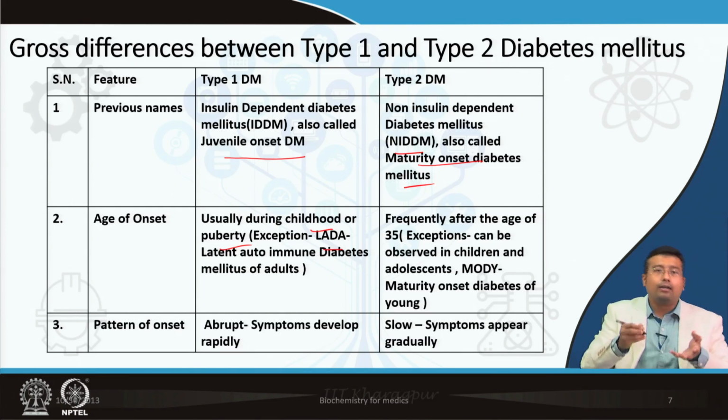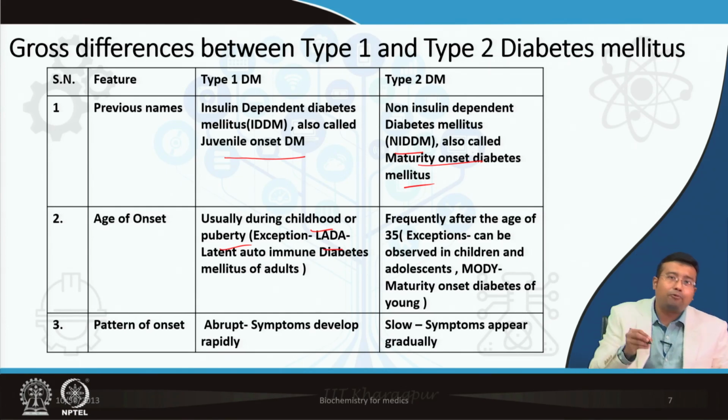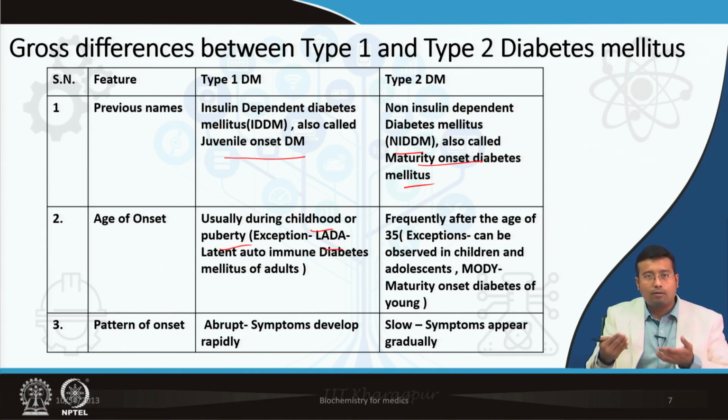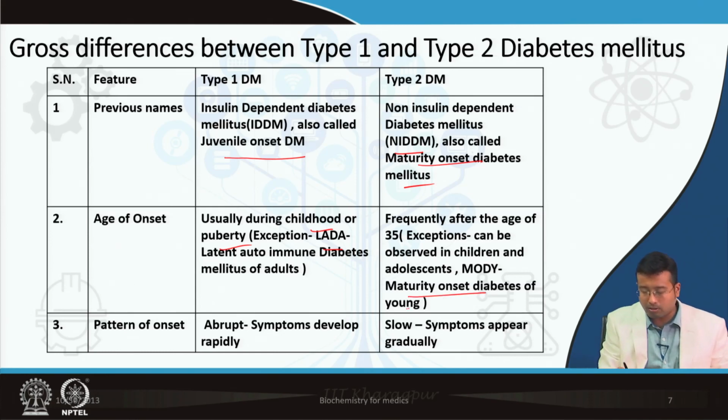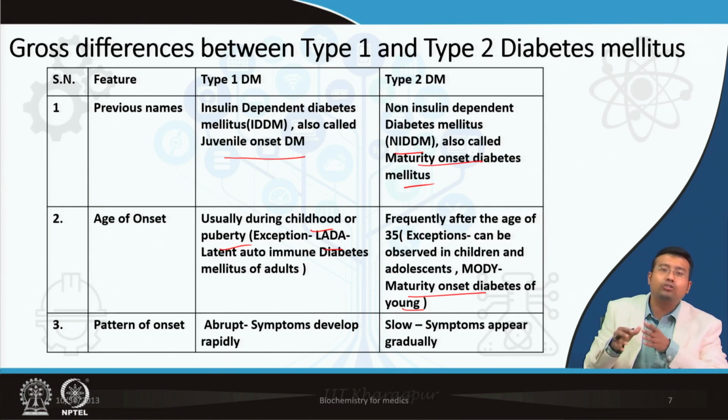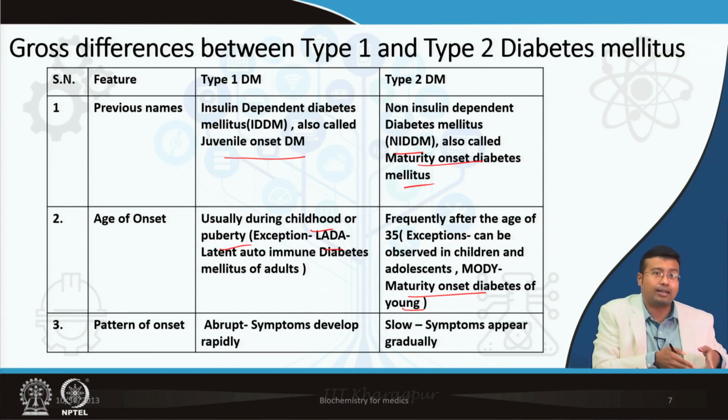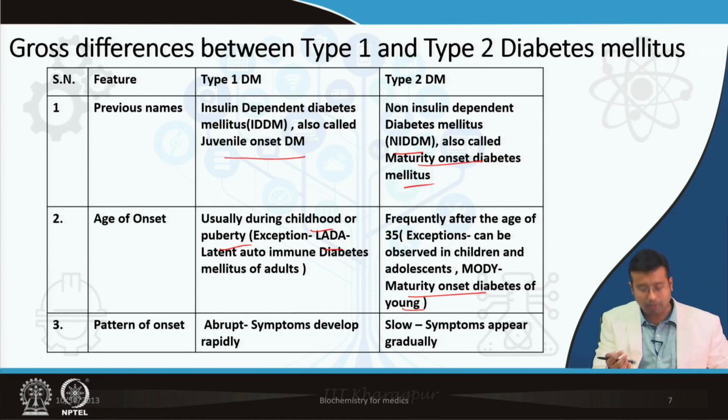And again, the age of onset for type 2 diabetes is older, usually more than 35 years. What is the exception? Maturity onset diabetes of the young. We are not going into the details of the pathogenesis, but insulin resistance is the pathogenesis found in these cases, but these are younger patients. So, earlier they could have been considered juvenile, but no longer. Now, we are strictly going by the pathogenesis.